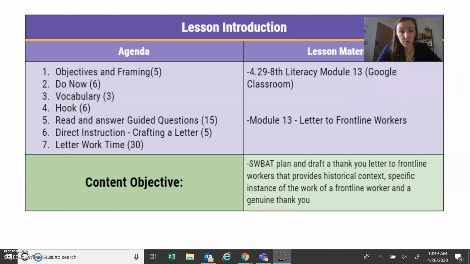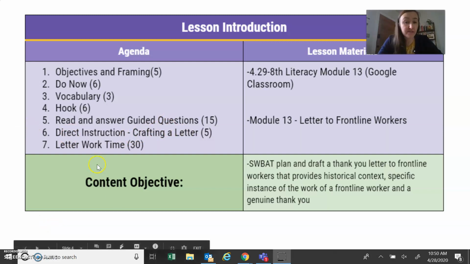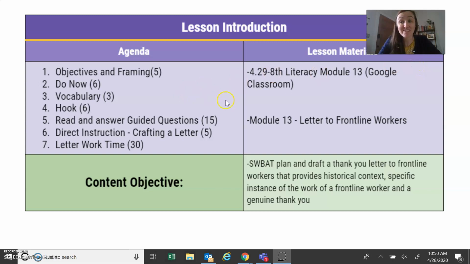All right, so today you have a do now, which is going to be some grammar, some revision practice to help you prepare to revise your letter. You have vocab, a hook. You're going to read and answer guided questions about a sample letter. You're going to have some direct instruction about actually crafting your letter, and then you're going to have some work time to create your first draft. You are not going to complete a mastery check on Edulastic. Instead, the mastery check is going to be the letter to frontline workers that you create today, your first draft.